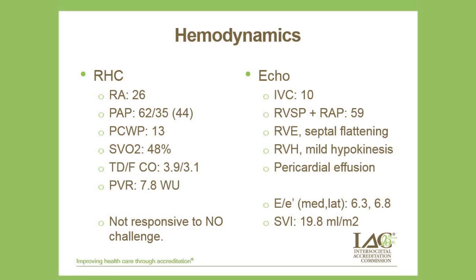Now, there are several clues on this echocardiogram that are important. Number one, there is pulmonary hypertension, as indicated by the septal flattening. The RV is enlarged. There is pericardial effusion.